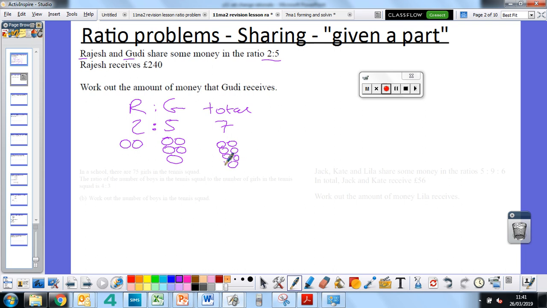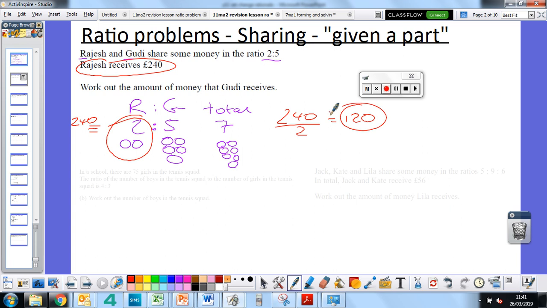Now look at what they're telling us. In the question, they're telling us what Rajesh gets. So they're telling us this part is equivalent to 240. The 2 parts that Rajesh gets are equal to 240. Not the total 7 parts, just Rajesh's 2 parts. So the 240 gets divided by 2, and that gives us 120. That means each of these parts is 120.